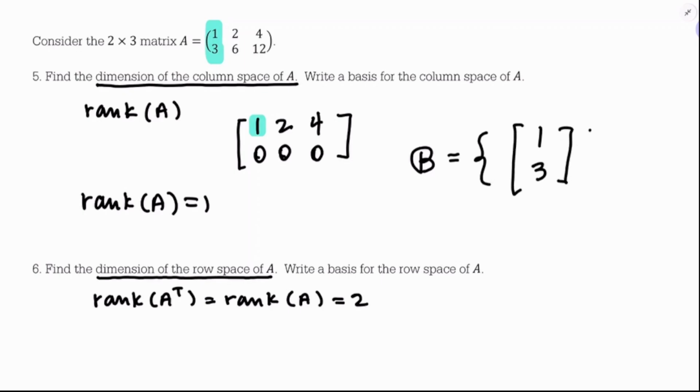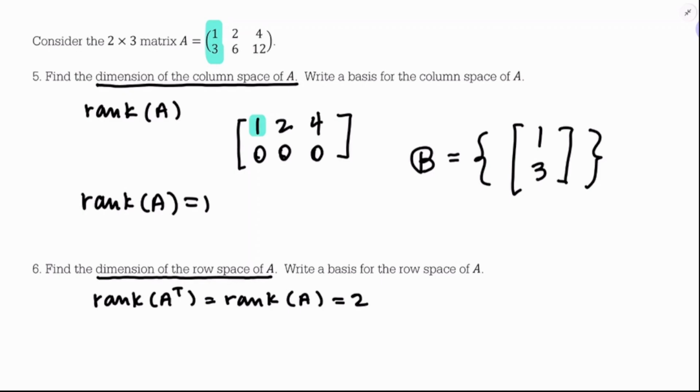But if you look at the other two columns in matrix A, they are multiples of 1, 3, right? And if you think about combining the columns, you're going to have a bunch of vectors where the second component is 3 times the first component. That's a line in the xy plane that goes through the origin.